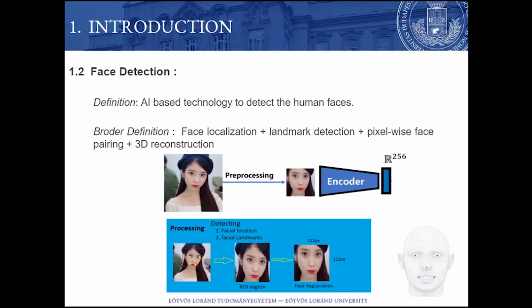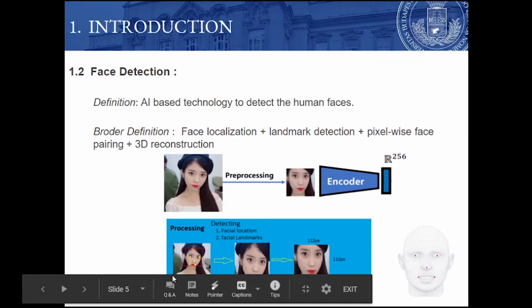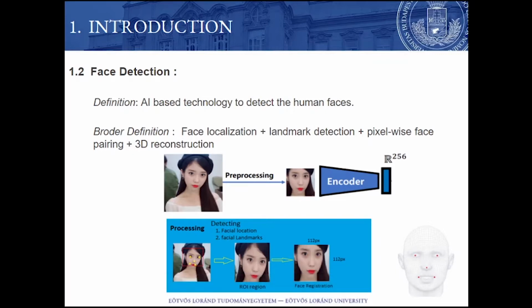So, how is the processing done? First, it is locating the face, then locating the landmarks, which are shown in yellow dots. We also call these annotations in this paper. After this, we are getting the region of interest in which we are interested. After that, we register the face with a certain pixel size.